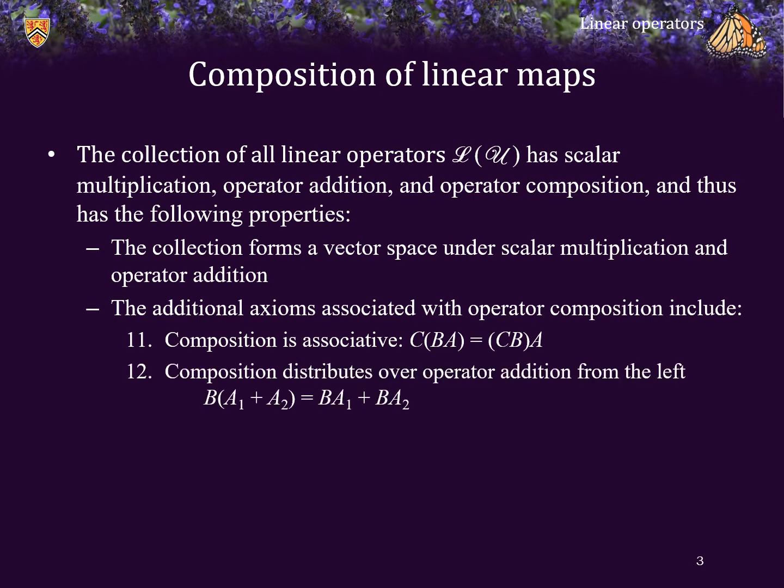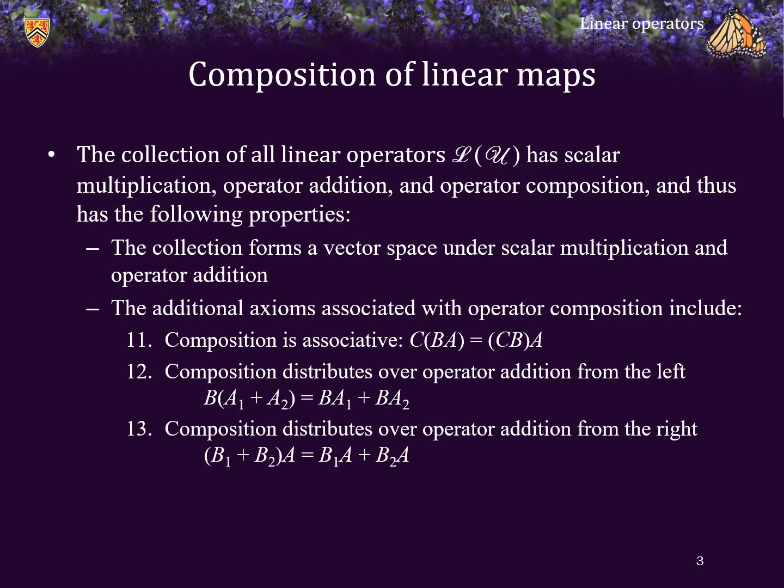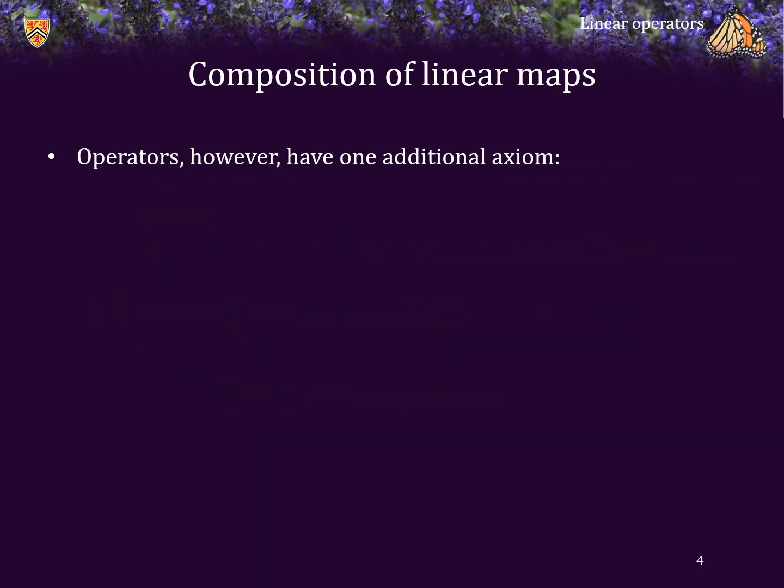Composition distributes over operator addition from the left, and it distributes over operator addition from the right. We need two separate rules because we will see that operator composition is not commutative. Composition is also bilinear. However, all of those were for general linear maps. For operators, we have one additional axiom.